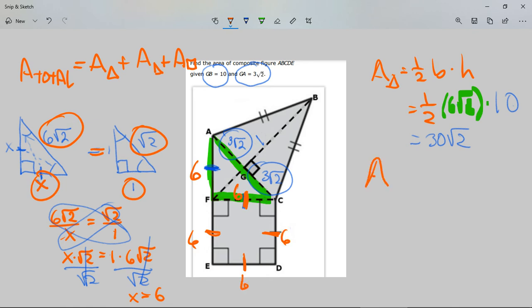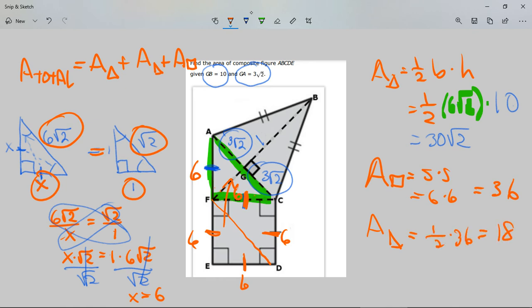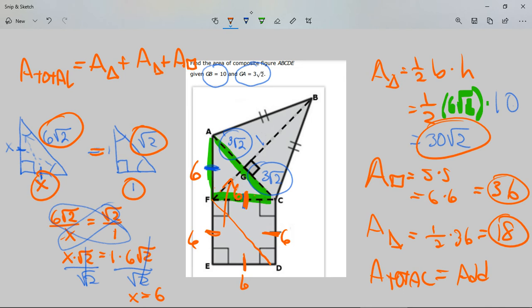What is the area of a square? Side times side. What's your side? 6 times 6. Okay, and what is this up here? That's half of a square. They just cut it in half like that, right? That's what this one is up here. So you have the area of that half a square. So it's half of 36, which equals 18. So what's your total? Add up this plus this plus this. Okay, add them up. Add the half a square, the square, and the triangle. Add those three up.